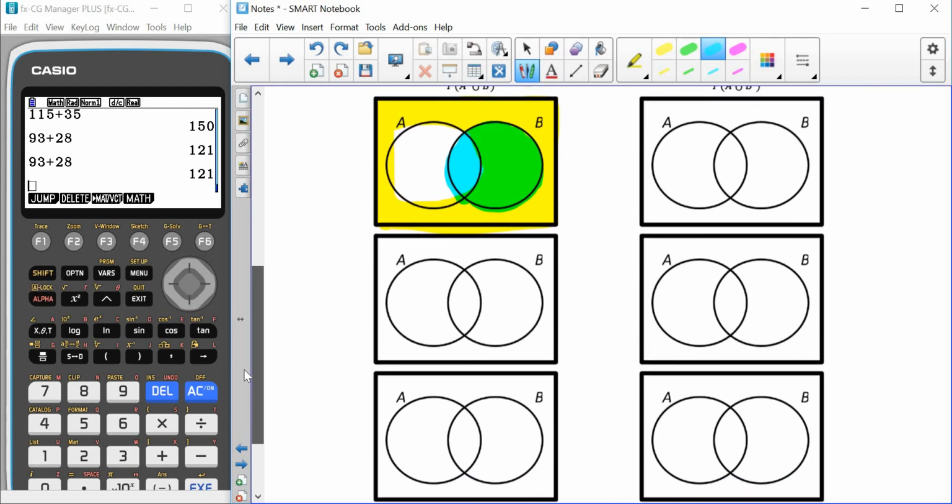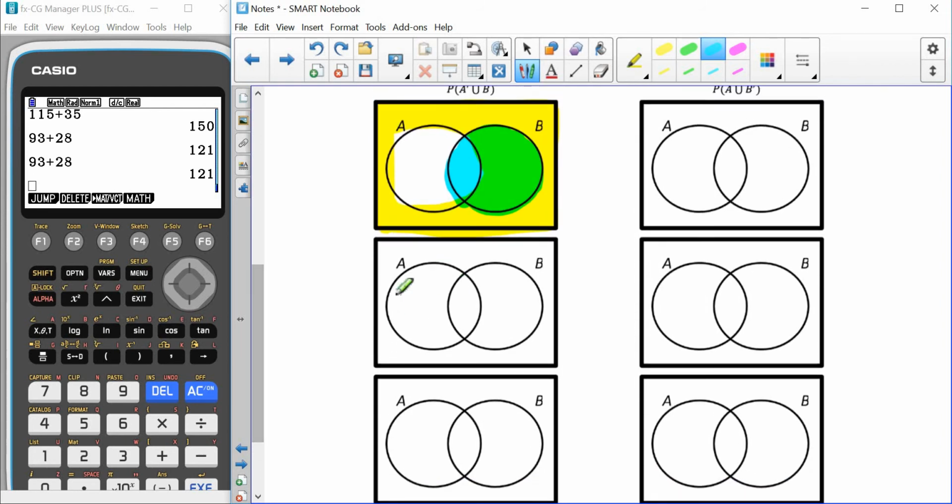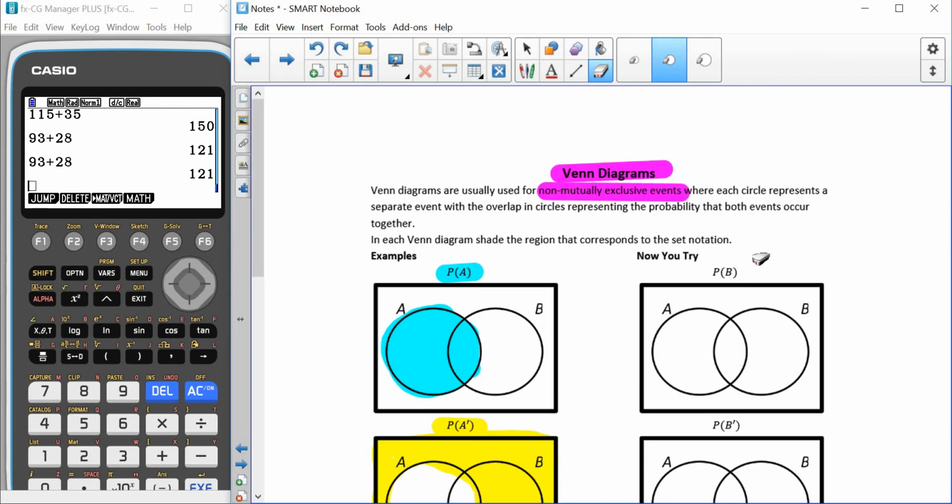Okay, and then there's just some spare ones at the bottom so that if you wanted to, you could practice some more of the drawings. So I'm just going to give you a second now to pause the video, and then we're going to work through the Now You Try. Okay, so hopefully you've paused the video and gone through the Now You Try list. We're now going to go through and answer that.